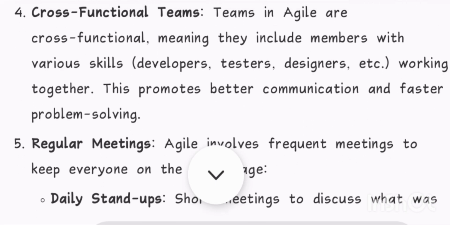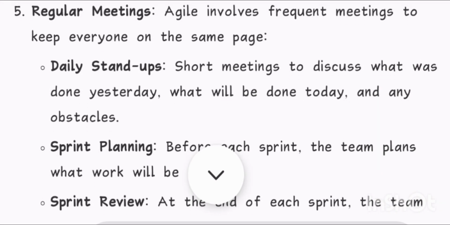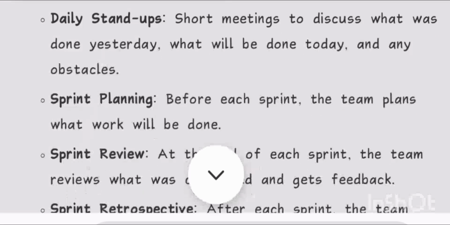4. Cross-functional teams. Teams in Agile are cross-functional, meaning they include members with various skills, developers, testers, designers, etc., working together. This promotes better communication and faster problem solving. 5. Regular meetings. Agile involves frequent meetings to keep everyone on the same page. Daily stand-ups. Short meetings to discuss what was done yesterday, what will be done today, and any obstacles.